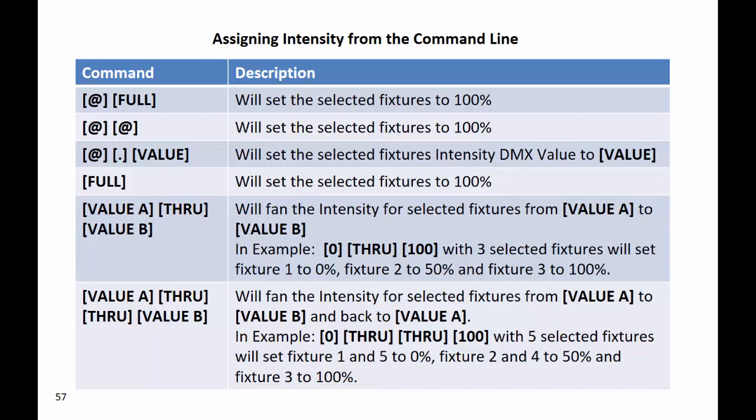You can also do value A through value B through value A. Now this will fan the intensity for selected fixtures from value A to value B and back to value A. So in this example, 0 through 100 with 5 selected fixtures will set fixture 1 and 5 to 0, 2 and 4 to 50, and fixture 3 to 100%.